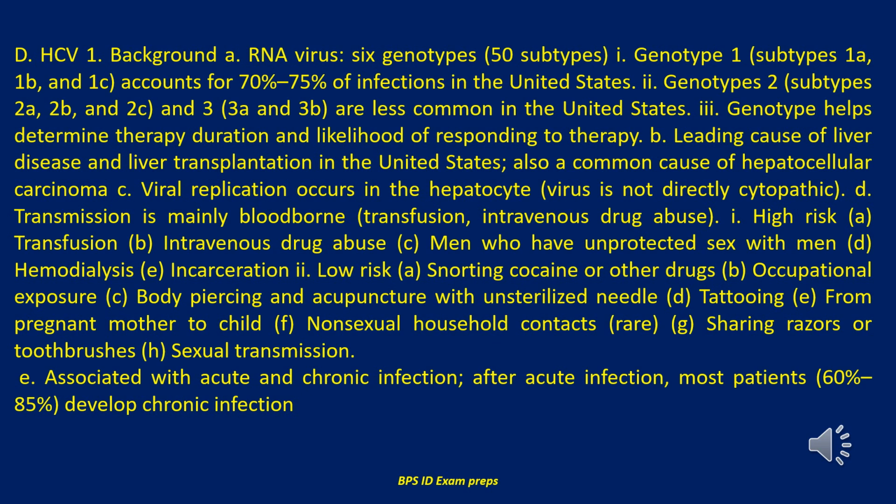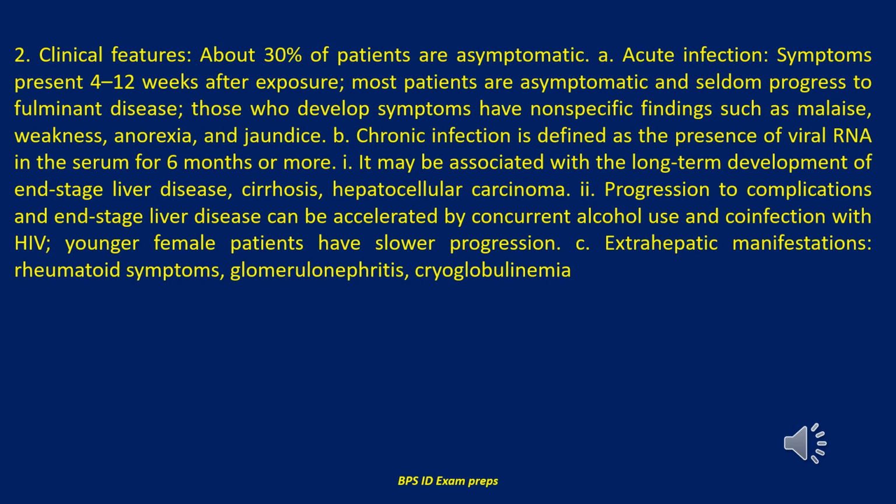E. It is associated with acute and chronic infection. After acute infection, most patients, that is 60% to 85%, develop chronic infection. 2. We will now look at its clinical features. About 30% of patients are asymptomatic.